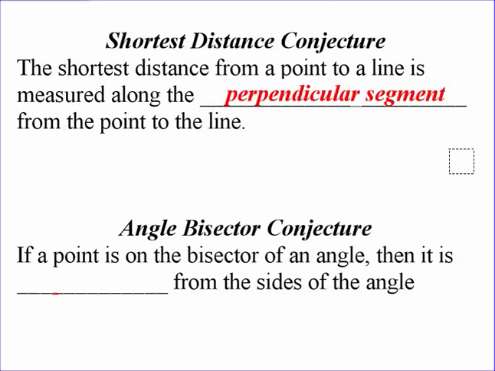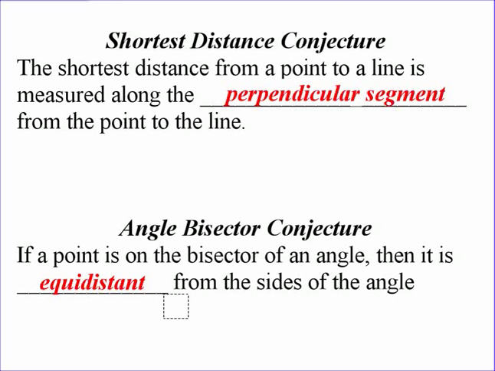you have to draw a perpendicular. Angle bisector conjecture: if a point is on the bisector of an angle, then it is blank from the sides of the angle. Equidistant, there you go. So anything on the angle bisector is equal distance from the sides of the angle.